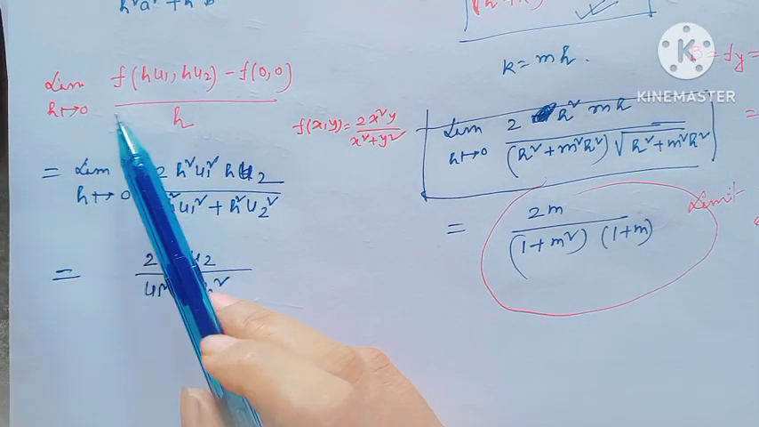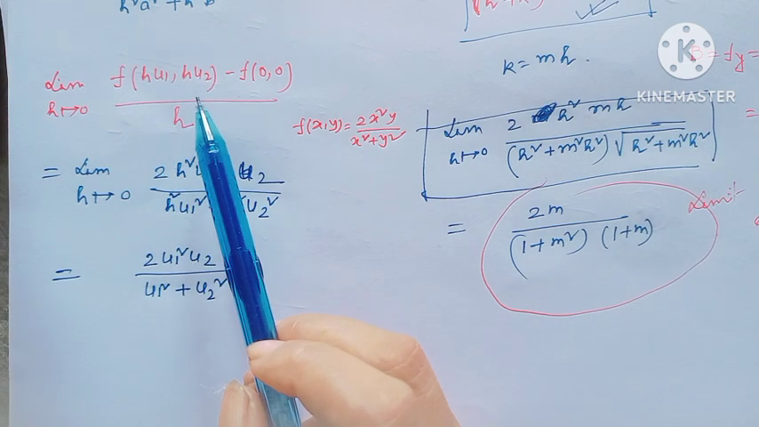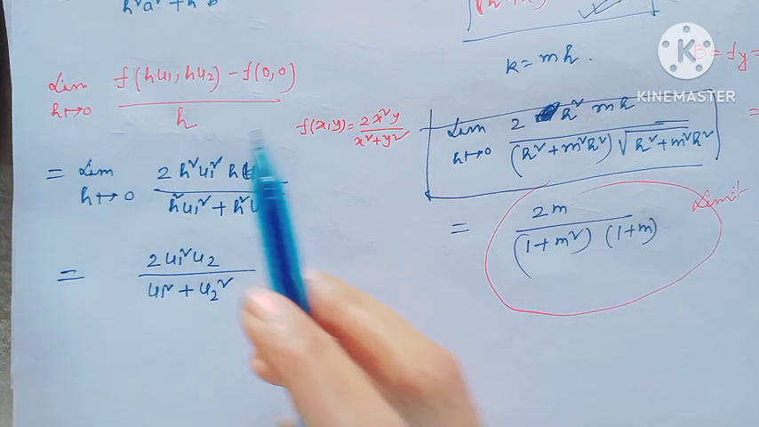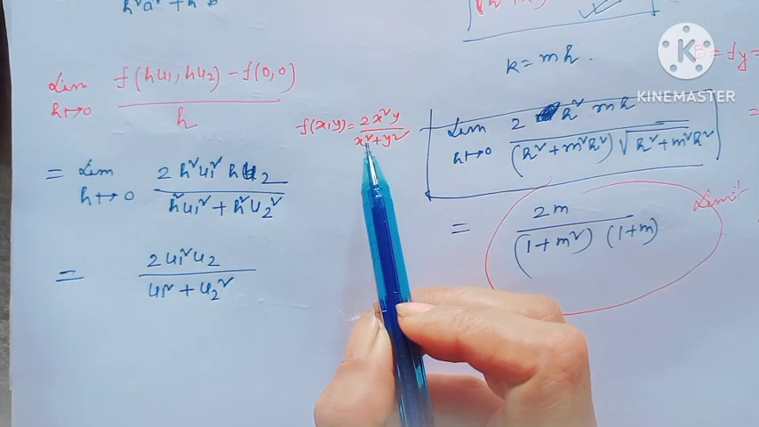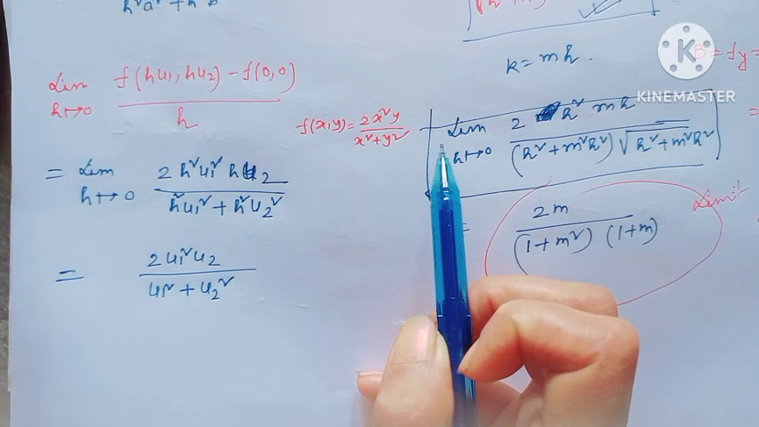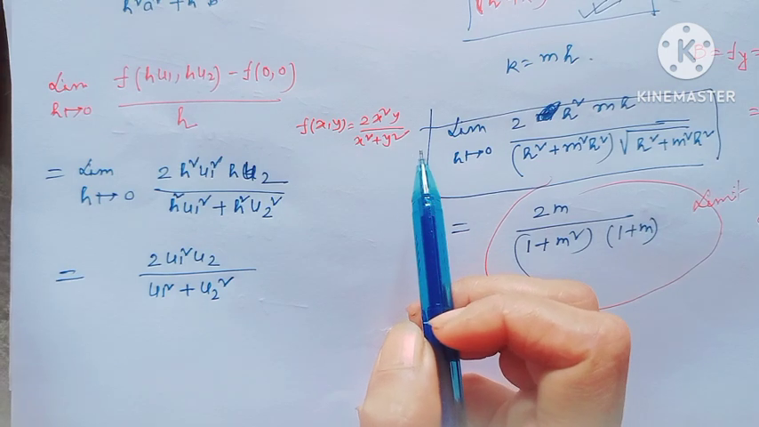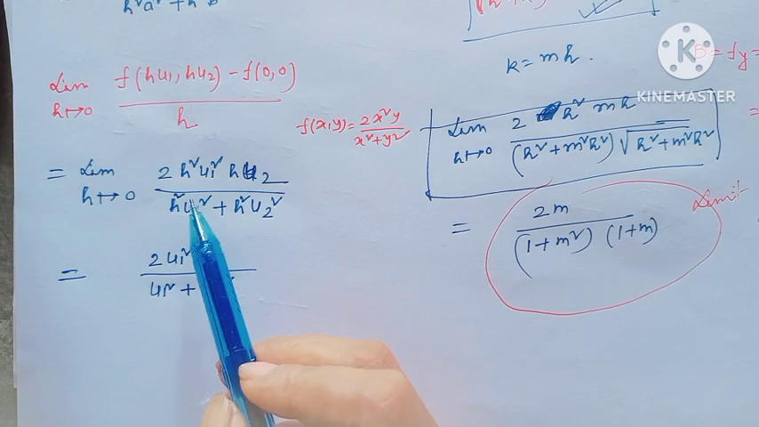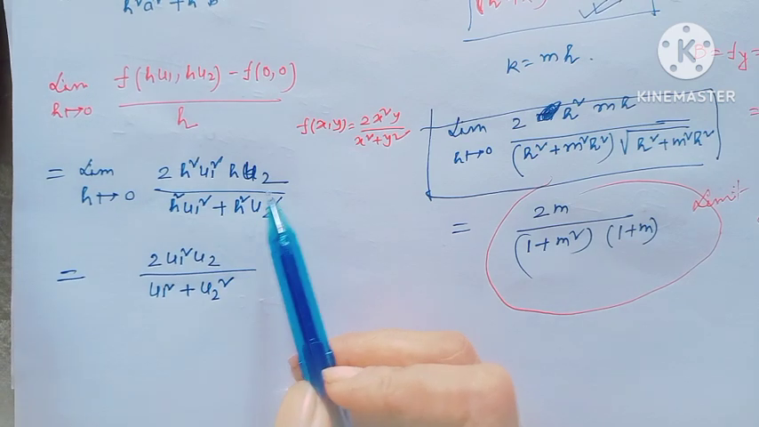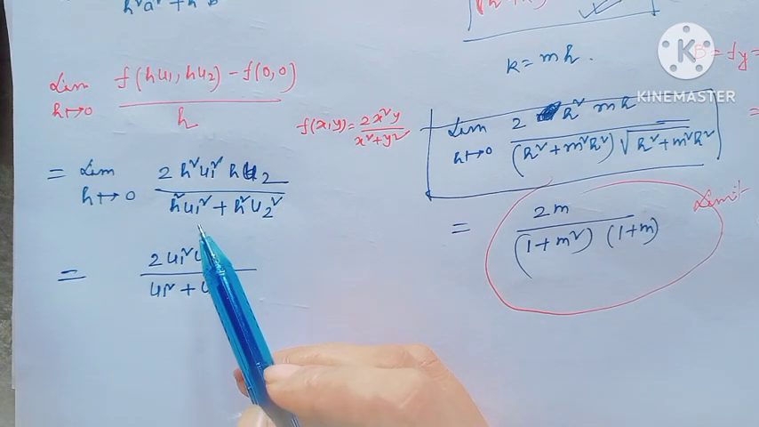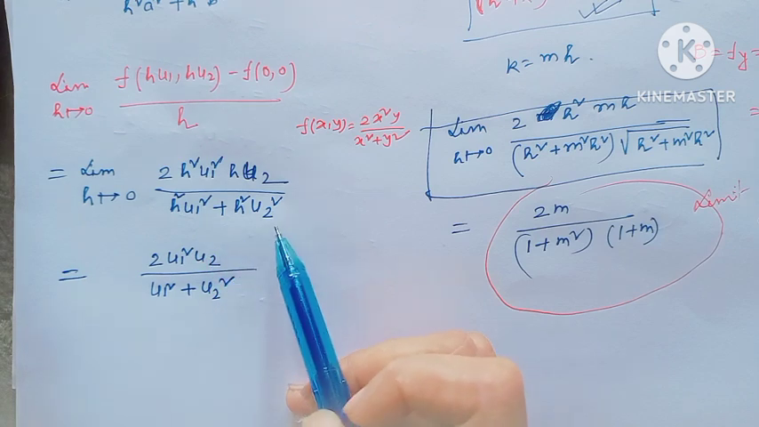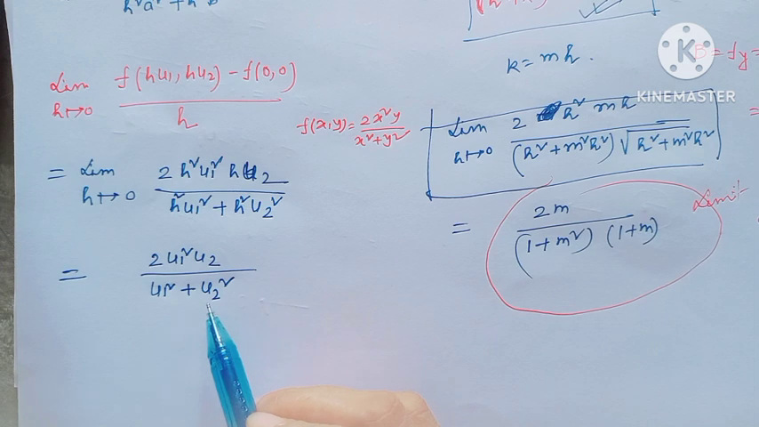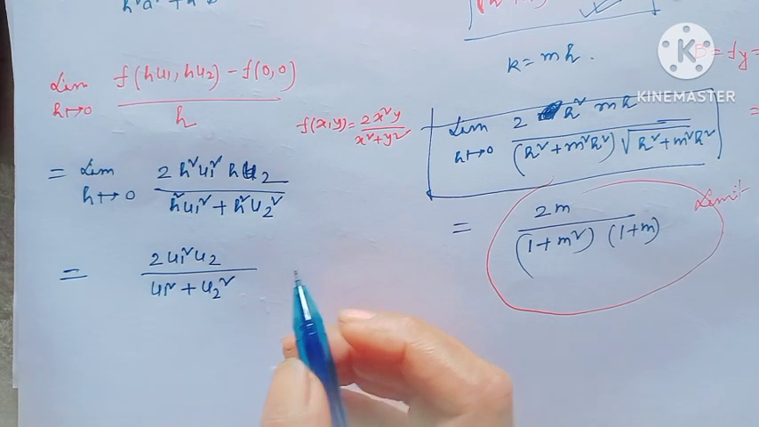At the point (0,0), the directional derivative would be the limit as h goes to 0 of [f(hu1, hu2) minus f(0,0)] divided by h. And since f(x,y) equals 2x squared y divided by x squared plus y squared, this value would be the limit of 2h squared u1 squared times hu2 divided by h squared u1 squared plus h squared u2 squared. And this value would be 2u1 squared u2 divided by u1 squared plus u2 squared.